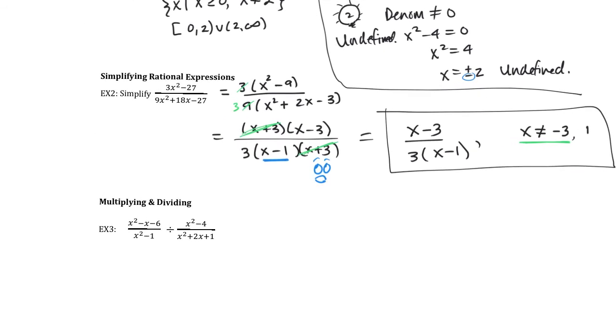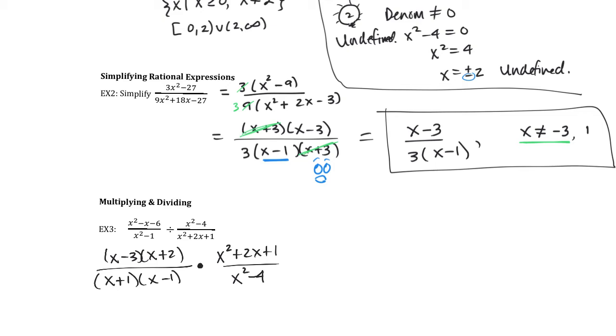Moving on, we're going to do a little division. If I have a fraction divided by a fraction, I can copy the first one and factor that: x minus 3 and x plus 2, and x squared minus 1 factors to x plus 1, x minus 1. I'm going to change to multiply times the reciprocal of that second fraction, so we changed from divide to multiply times the reciprocal of the second fraction.